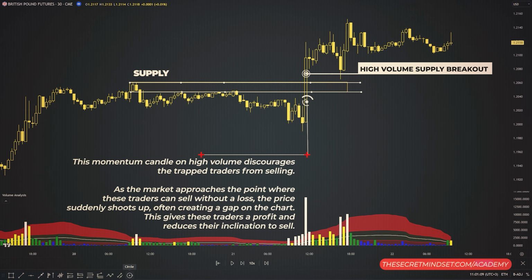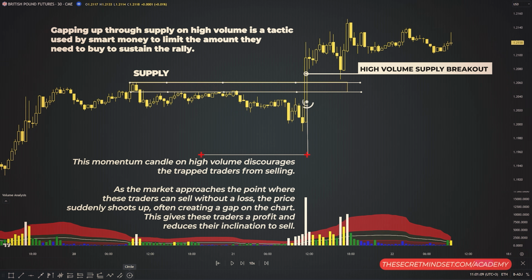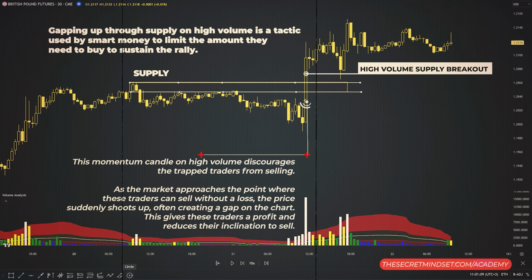This momentum candle, on high volume, discourages the trapped traders from selling, as the market approaches the point where these sellers can sell without a loss. The price suddenly shoots up, often creating a gap on the chart. This gives these traders a profit and reduces their inclination to sell. Gapping up through supply on high volume is a tactic used by smart money to limit the amount they need to buy to sustain the rally. It helps them avoid buying at high prices.